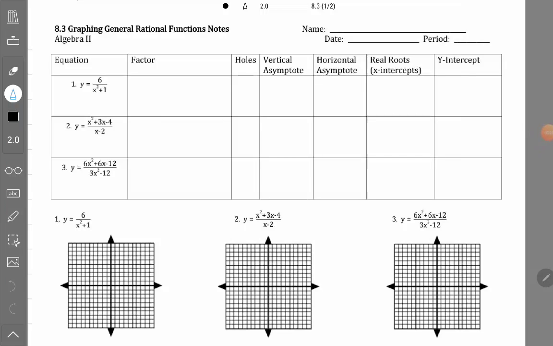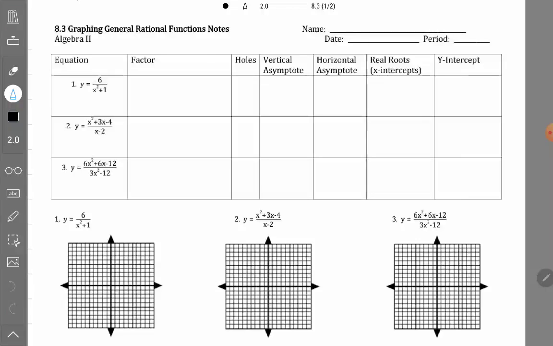We're doing some math. Today we'll be graphing general rational functions and then look at a nice little summary list on how to graph these. So number one, y equals 6 over x squared plus 1. Remember, a rational function is a polynomial over polynomial. So in number 2 and number 3, you can see the different sizes of polynomials we can use.